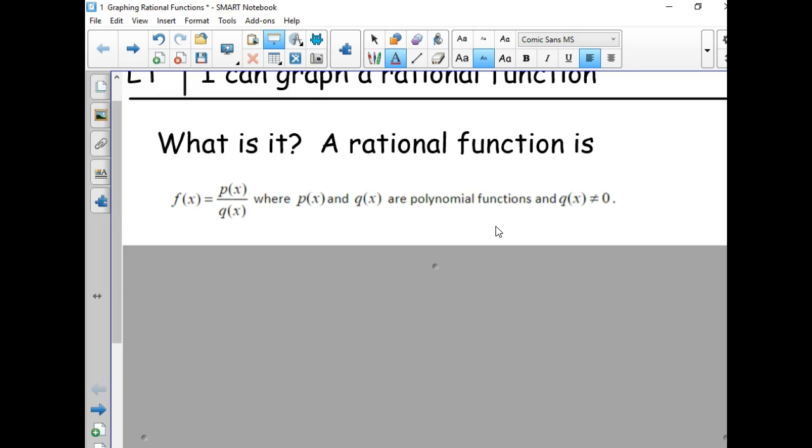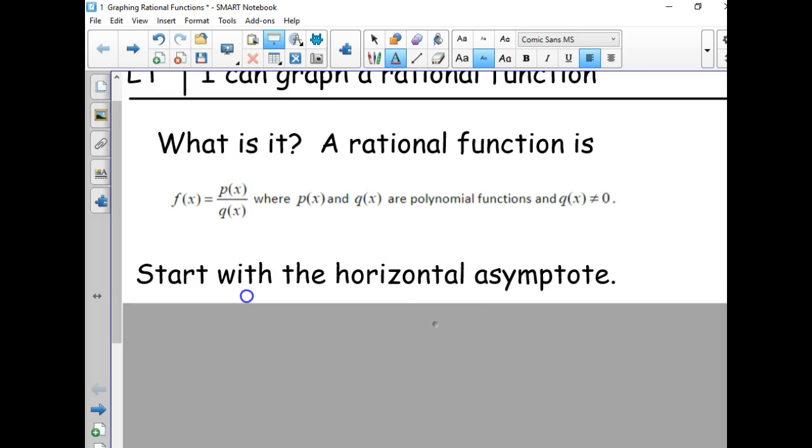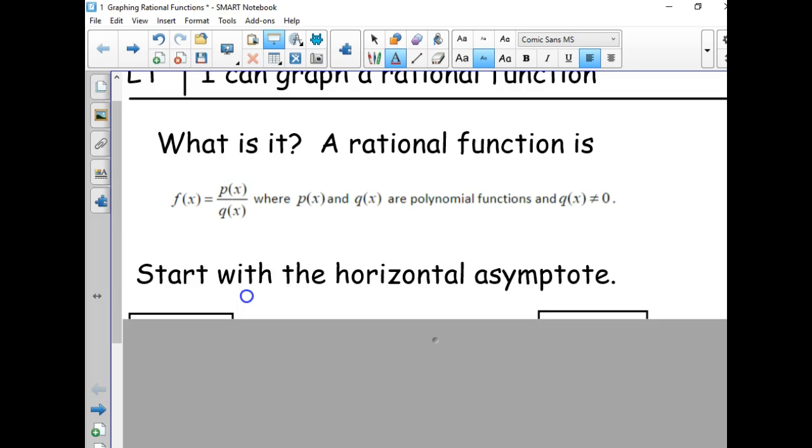Okay, so the first thing is this graph has a horizontal asymptote, and I want to talk about that horizontal asymptote. And there are 3 cases with the horizontal asymptote. We're starting with it as the intro to talk about what a rational function is. But this will be the last step when we actually graph them. Now I'm going to give you all of the directions first. You might feel a little uncomfortable at first when I give you these directions.